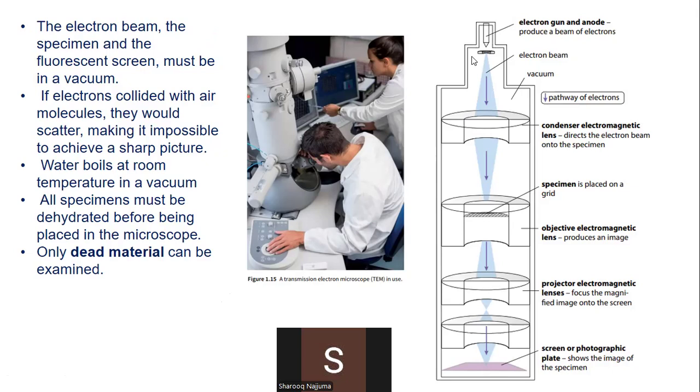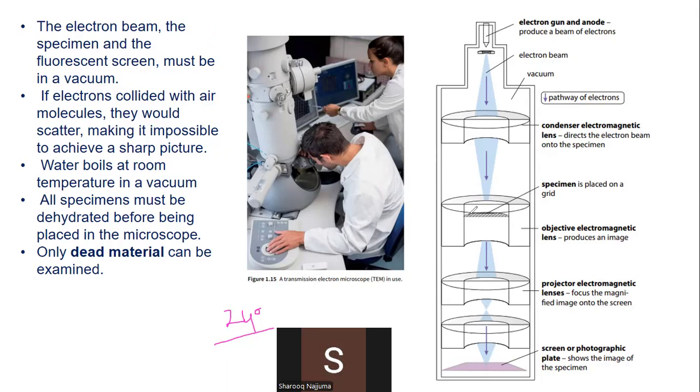One other important feature to note is that water boils at room temperature in a vacuum. Imagine water boiling at just 24 degrees Celsius. If it is in a vacuum, it will start boiling at 24 degrees Celsius. So what does that mean? This means that if you get a specimen that has water, and remember, most cells have water, and you place it in this microscope, it means that that water is going to start boiling and evaporating.